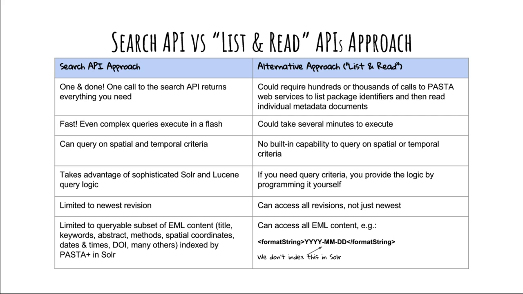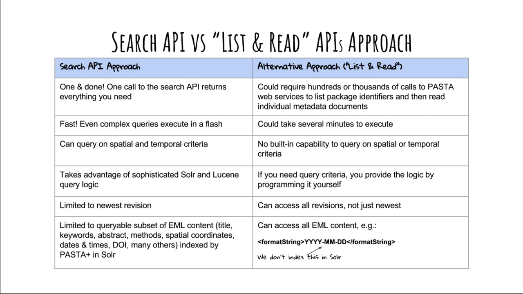You can search on spatial and temporal ranges, and it takes advantage of the sophisticated Solr and Lucene query logic with relevant scoring and such. However, there are a couple of minor disadvantages. With the search API approach, we're limited to the newest revision of any given document. When a newest revision is uploaded to PASTA, it replaces in the search database all previous revisions. That's not true in PASTA itself, only in Solr, where we index these documents. And the second disadvantage is that, as I mentioned before, it would be limited to only the queryable subset of EML content, things like title, keywords, abstract, and methods, and so forth, that are actually indexed by PASTA Plus in Solr.